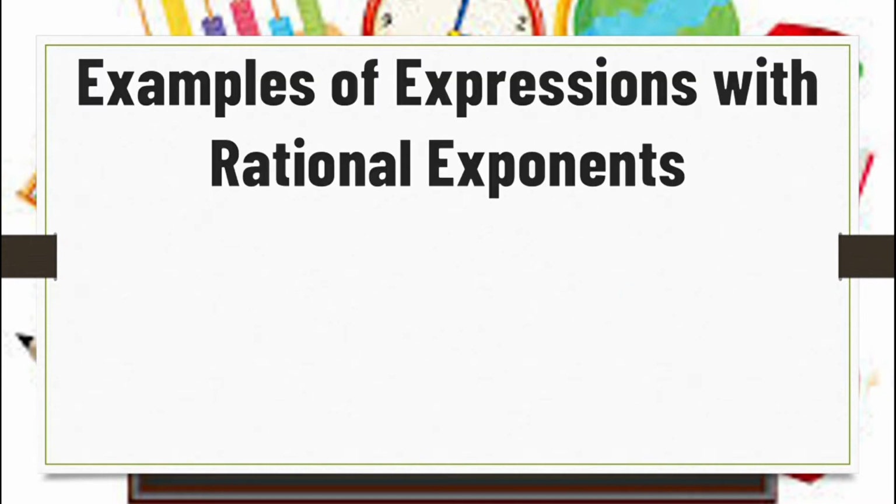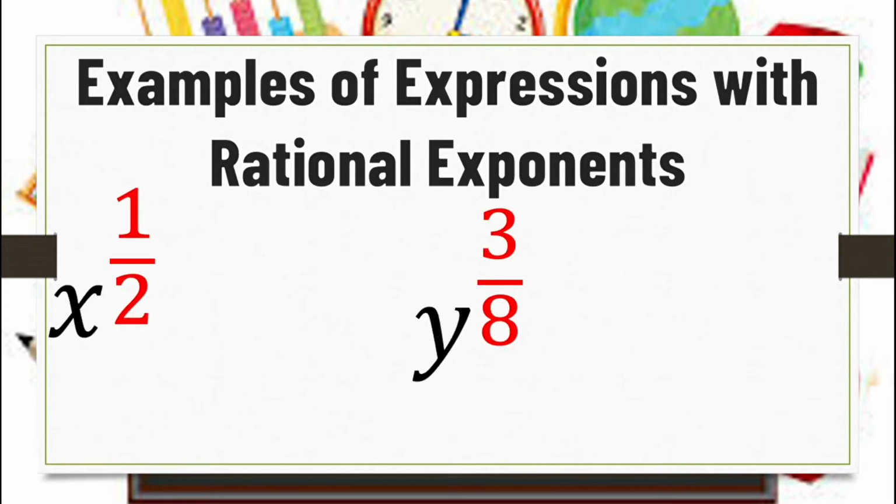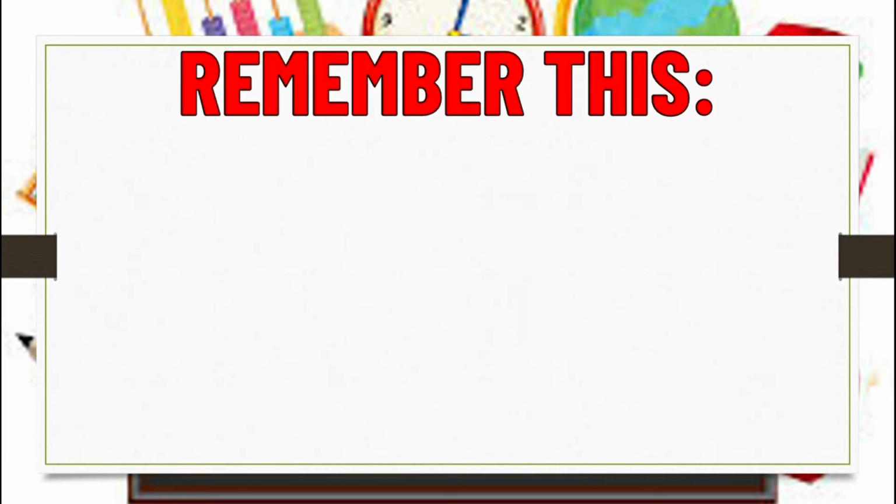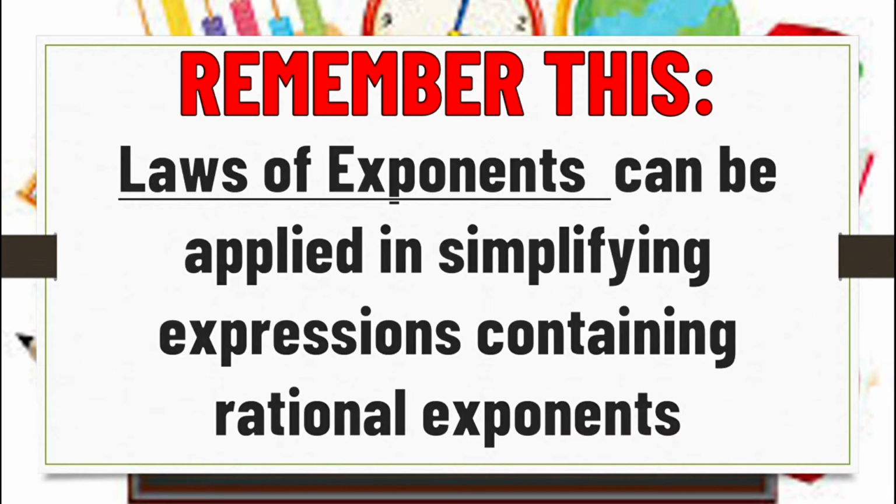And these are some of the examples of expressions with rational exponents. These are x raised to 1/2, y raised to 3/8, 11m raised to 4/7, and quantity a cubed b raised to 1/2. So please put into mind this significant idea about expressions with rational exponents. Laws of exponents can be applied in simplifying expressions containing rational exponents.